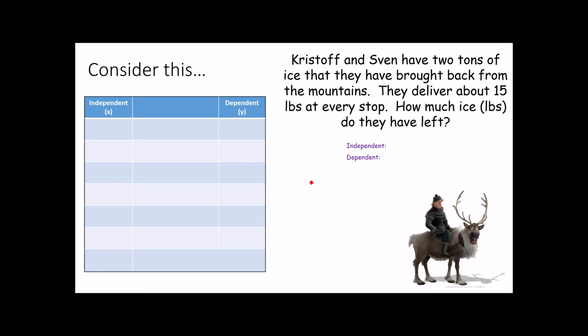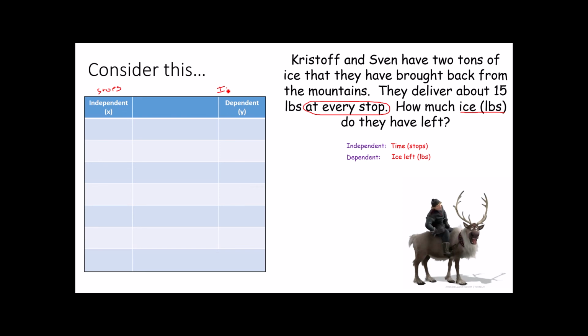We have an independent and a dependent variable. The question is about how much ice they have left. Well, I don't know. It depends. It depends on what? Well, how many stops they make. So my independent variable is time measured in stops. My dependent variable is the amount of ice left. So this is the number of stops, and this is ice left.